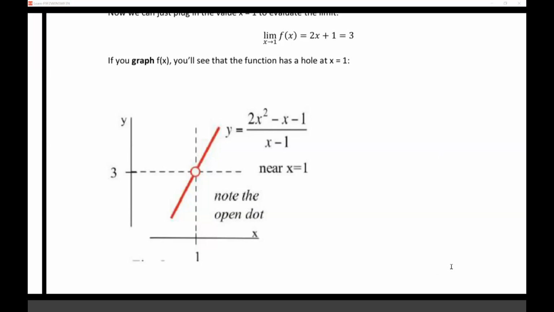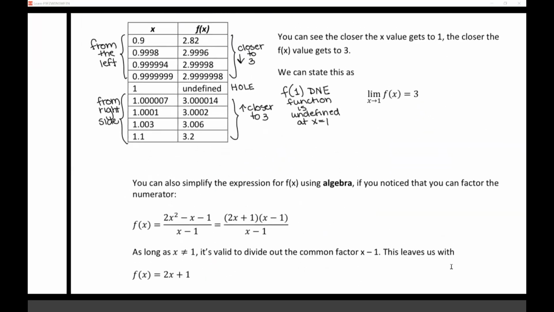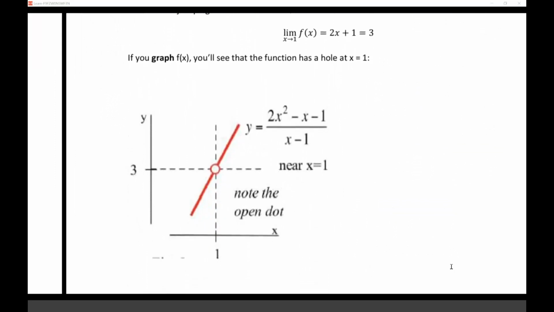So again, you're getting the same answer from the algebra. It's telling you the limit is 3. Same answer from the table, we can see the limit is 3. And again, same answer from the graph. You can see the limit is 3, because we're getting close to y equals 3 as we approach x equals 1. All righty.